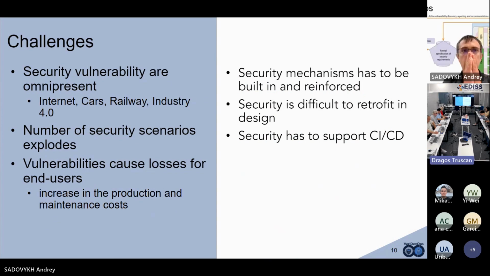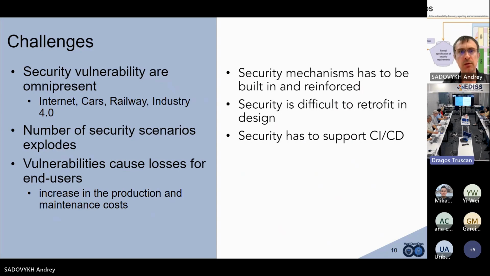Right, so our challenges. Security is something that has to be addressed in all industries: internet, transportation, railway industry, Industry 4.0, manufacturing. The number of security scenarios explodes, and they are on all layers of software systems, on the architectural level, on the infrastructure level, on deployment, and it's also a people issue as well. And so it needs to be addressed somehow holistically.